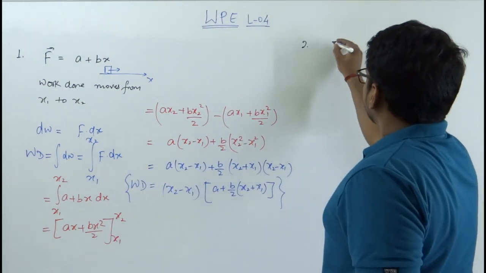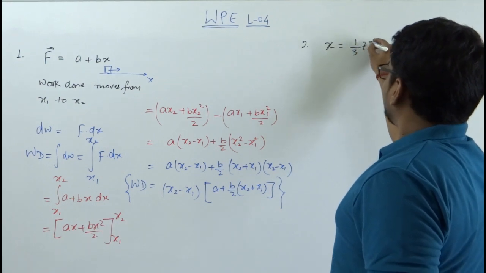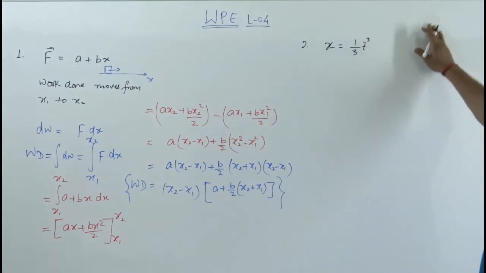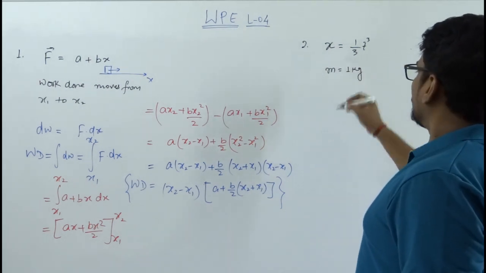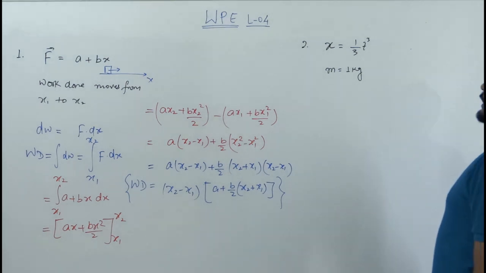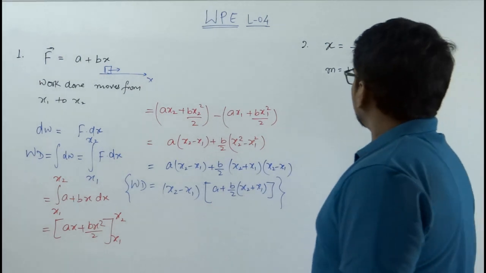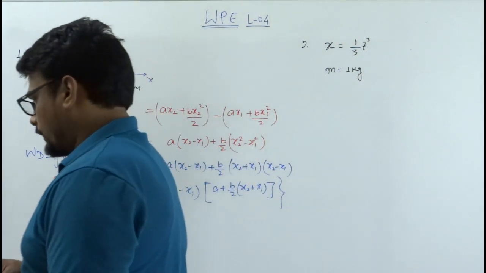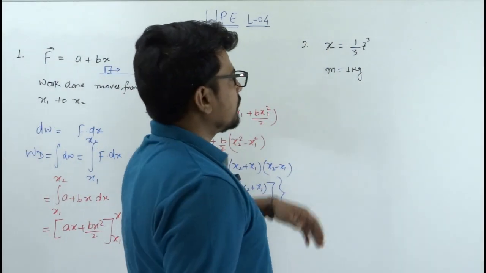Let us see that a displacement of an object is given as 1/3 t to the power of 3, and the mass of the block, let us say, is 1 kg. And this is happening of course under the influence of a certain force. एक force के influence में काम हो रहा है. You have to tell me, find the work done during 1 second.